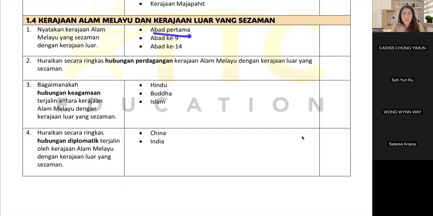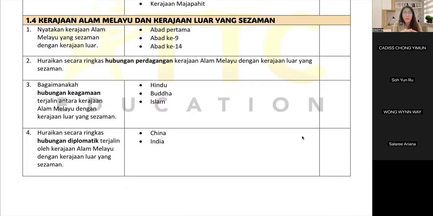Like in the first century, in Alam Melayu, we have Funan. Then how about the outside out there? What are the kerajaan luar? We have the Han dynasty, and something else. So you need to remember that for 1.4. And you need to know what their relationship is. You see, the title is telling you, Kerajaan Alam Melayu and Kerajaan Luar. Why do we need to know the outsiders?